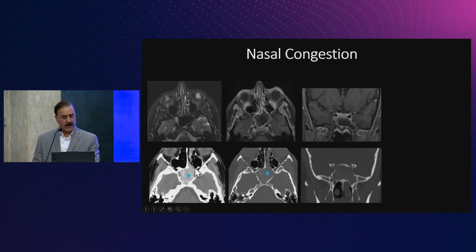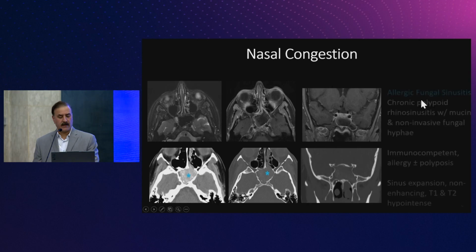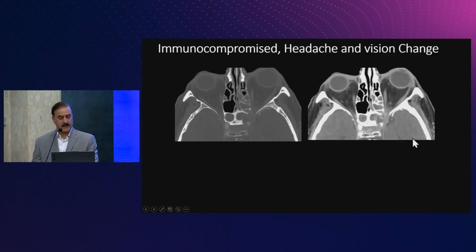And fungus can be bright on T1, on CT. You just have to look for any dehiscence of the bony wall, invasive fungal sinusitis versus allergic fungal sinusitis. So that's the distinction that needs to be made when this happens. So here is another example.